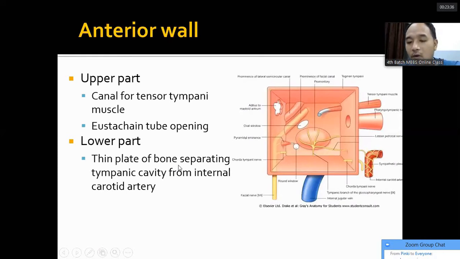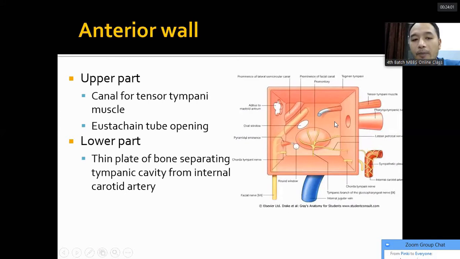Now the anterior wall is divided into an upper part and a lower part. The upper part has the tensor tympani muscle. There is a canal housing this muscle. So in the upper part of the anterior wall is the canal for the tensor tympani muscle and the opening of the Eustachian tube. The Eustachian tube opens into the upper, superior part of the anterior wall, not the inferior part.